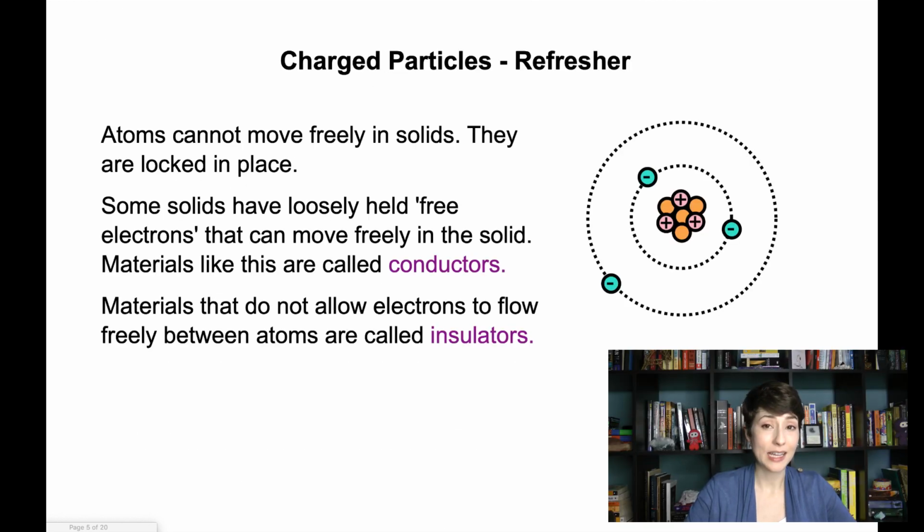Atoms are locked in place when they exist in solids. However, some solids have the very interesting property of having loosely held electrons. Those electrons can actually flow freely within the solid. Think about a metal. Metals are good examples of conductors, and that's why they have electrons that can actually move freely in the solid. Materials that do not allow electrons to flow within them are called insulators. A good example would be wood or plastic.